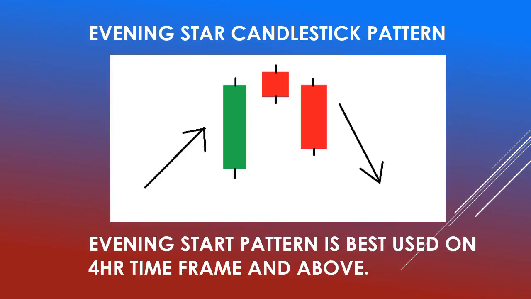Evening star pattern is best used on the 4-hour time frame and above, meaning you can use this pattern on higher time frames. We have the 4-hour time frame, the daily time frame, the weekly time frame, and then the monthly time frame. So when you are looking at these time frames on your chart and you see the formation of the evening star candlestick pattern at the top of a bullish trend, be rest assured that you will have the development of a bearish trend sooner or later.